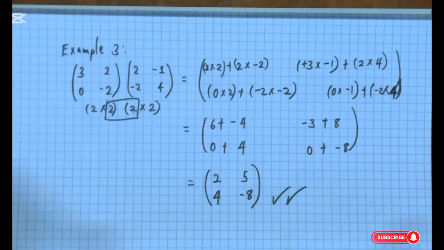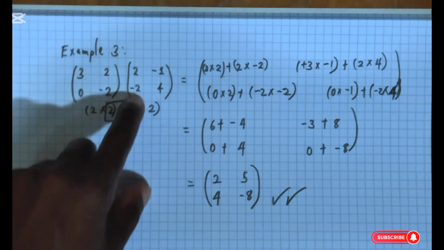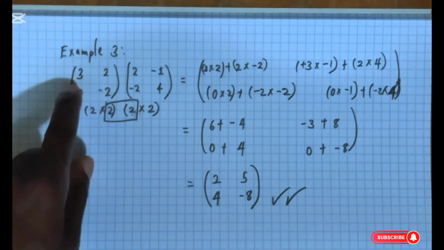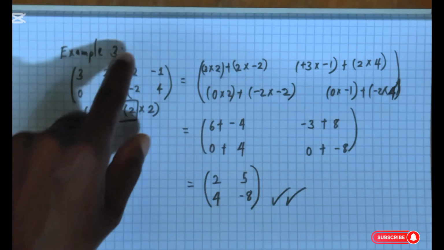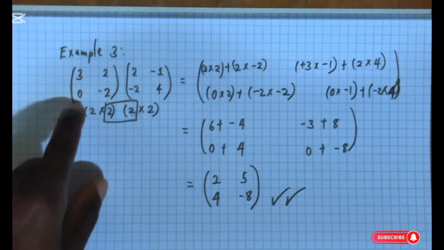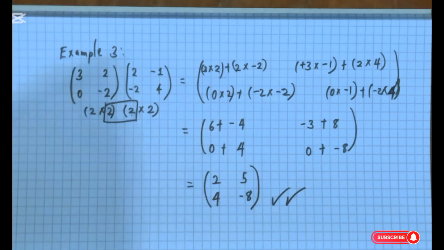So that is it with how we multiply matrices. It's basically rows multiplying columns, and each row has to multiply all the columns. Like row 1 multiplied column 1 to give us 2 here. Row 1 multiplied column 2 to give us 5 here. Row 2 multiplied column 1 to give us 4, and row 2 multiplied column 2 to give us negative 8. So basically that is the concept of multiplication, where a row multiplies each column to give us the numbers in respective rows and columns.